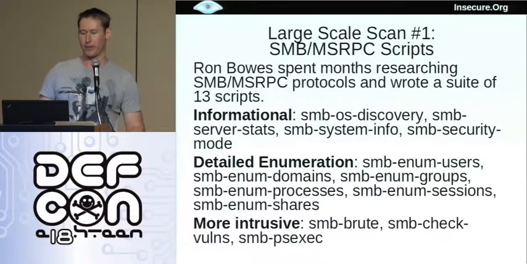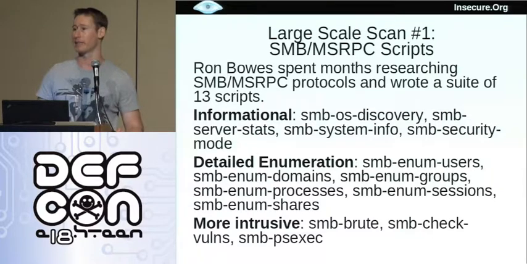Basically, there are informational scripts to just query the SMB server and give us the detailed OS information, including service pack and such, the server stats, the system info, the security mode. We have enumeration scripts to contact the server and give us a list of users or domains or groups or processes, sessions or shares. And then we have 3 more intrusive scripts. We have smb-brute, which does brute force authentication cracking against the server to try and figure out passwords. It can work in conjunction with smb-enum-users so that you already have a user list. We have smb-check-vulns, which checks for a number of remotely exploitable MSRPC bugs.